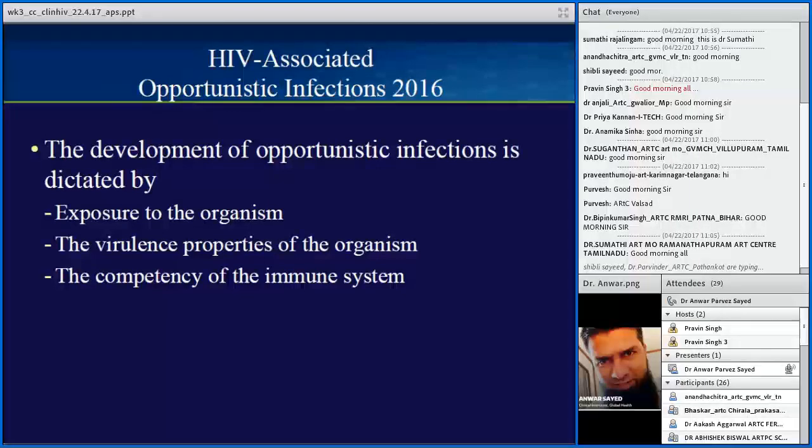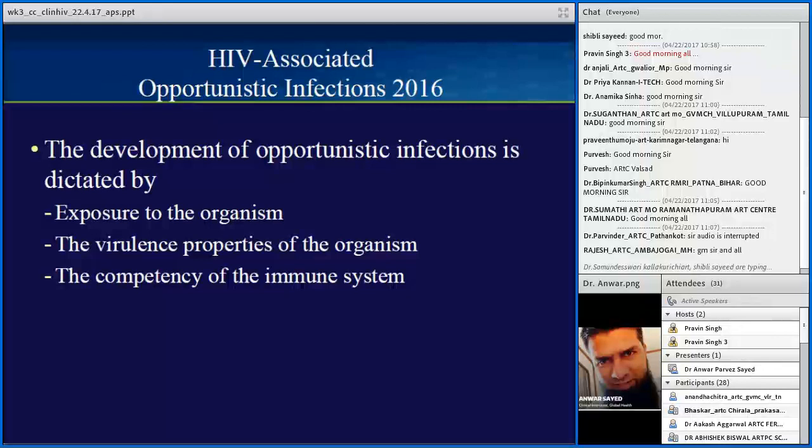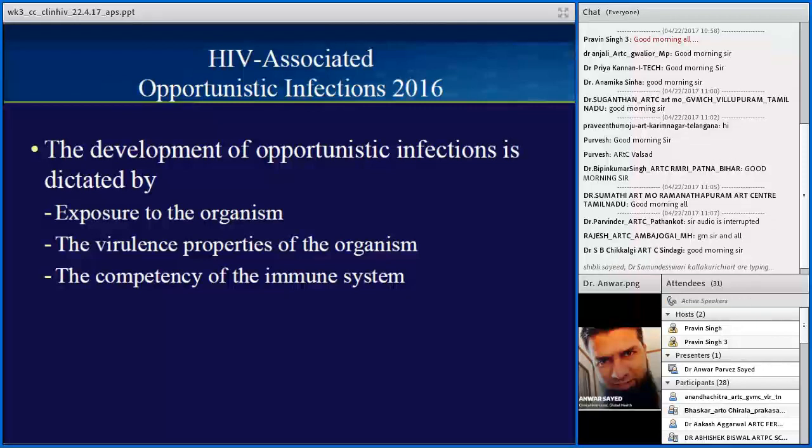The development of these infections is dictated by multiple factors. One is exposure to the organism, that is, infection in a person's body. Then the virulence of the organism with which the PLHIV is getting infected, and also the immune level of the host, the host immune system. If the organism is more virulent and the immunity of the host is very low, then again the risk of serious opportunistic infections, for example disseminated presentation, is high.